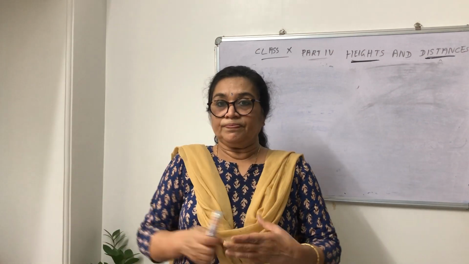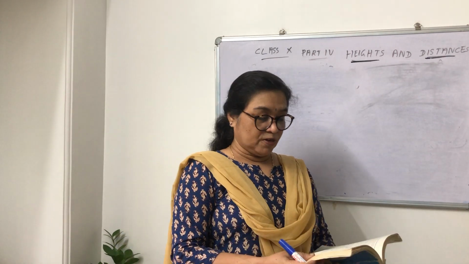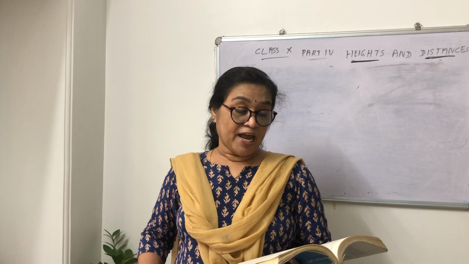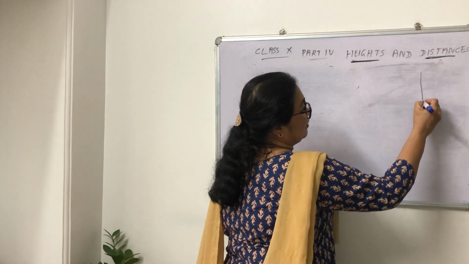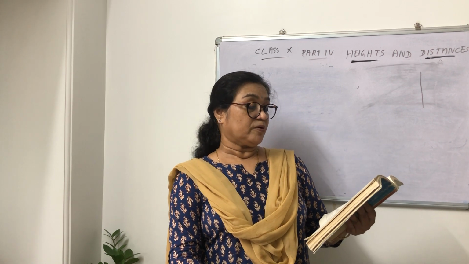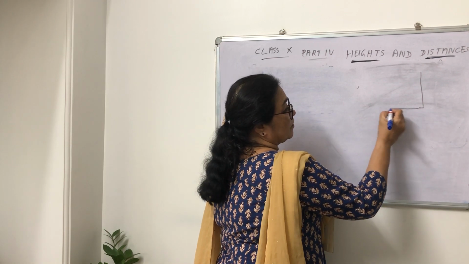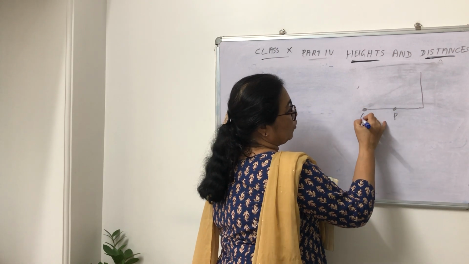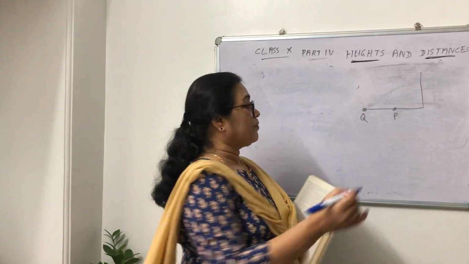The last question. Angle of elevation of the top of the tower from 2 points at a distance of 4 meter and 9 meter from the base of the tower. So there is a tower. Angle of elevation of the top of the tower from the 2 points, P and Q. One point is at a distance of 4 meter from the base.